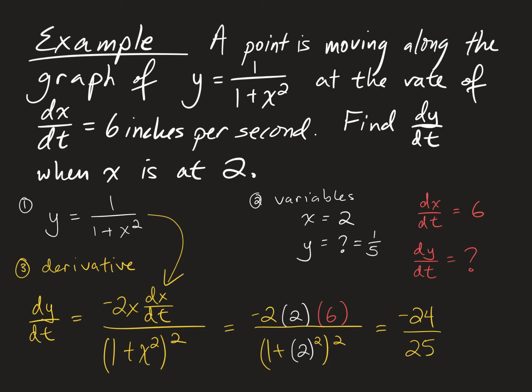But we do have units hiding up here, inches per second. And we need to include those units in our answer. So when x is moving along this graph at 6 inches per second, when it hits the point in the graph where the x value is 2, the y values are decreasing, due to the negative here, at 24/25 inches per second.